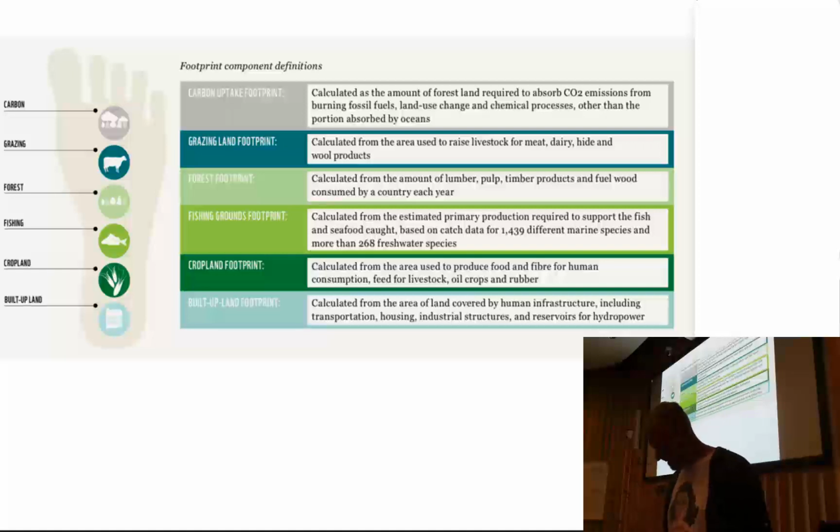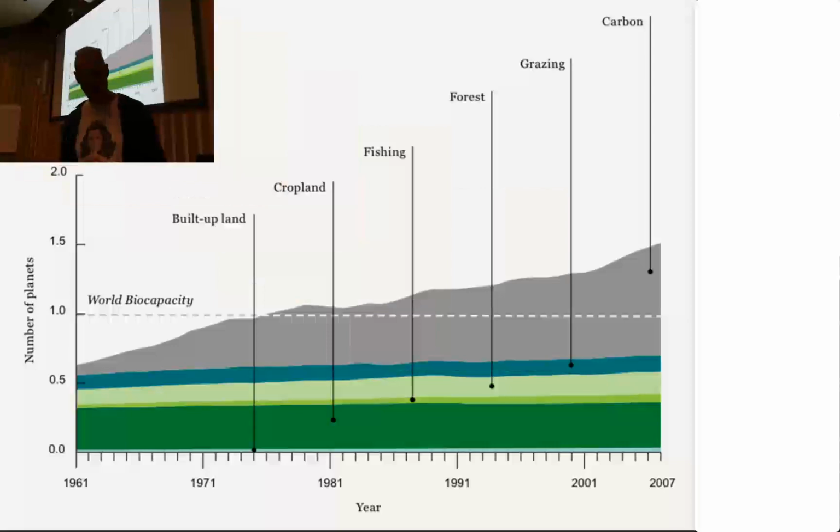Truly. Now, if you add up all these numbers, you get to something like this, right? So this is the urban area. This is croplands, fishing, if we would do fishing on land. This is the forest that we use. This is the grazing that we use. And this is the CO2 emissions if we would suck it all up by planting trees. And then over time, since 1961, this is what happens.